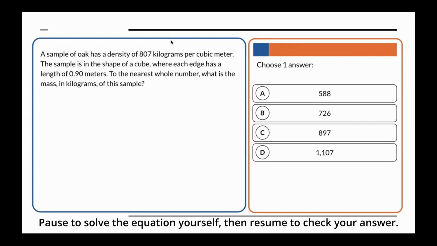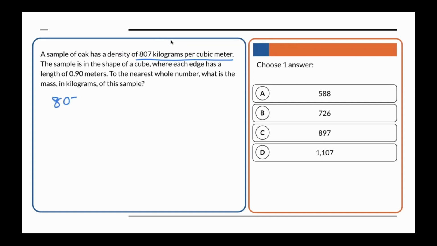So a sample of oak has a density of 807 kilograms per cubic meter. How do we write that? 807 kilograms per meter cubed. That's how we write it. The sample is in the shape of a cube.